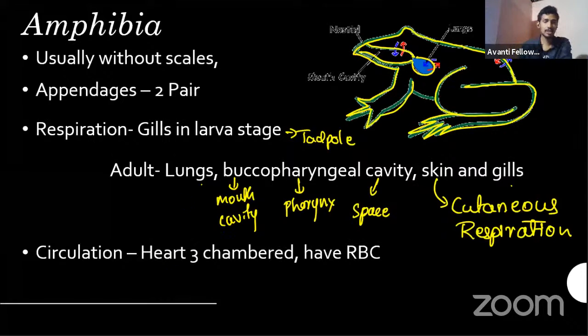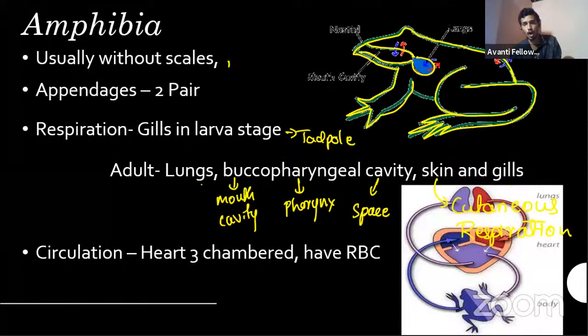Next one is the circulation, and before that I will mention the eyes also. Yes, they have well-developed eyes. I will explain the eyes in the next slide. They do have the heart, and it's actually 3-chambered. The heart is like 2 auricles with 1 ventricle. I will write this cutaneous in the above portion. Skin, cutaneous respiration.